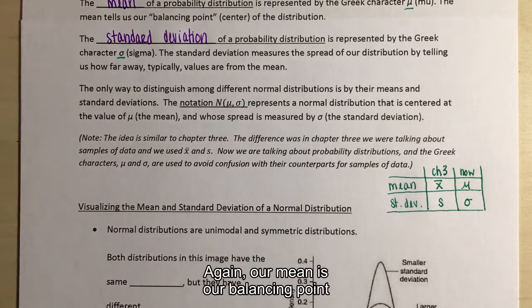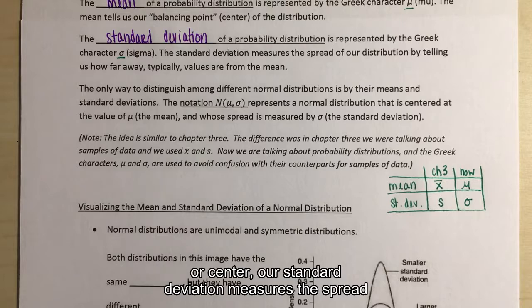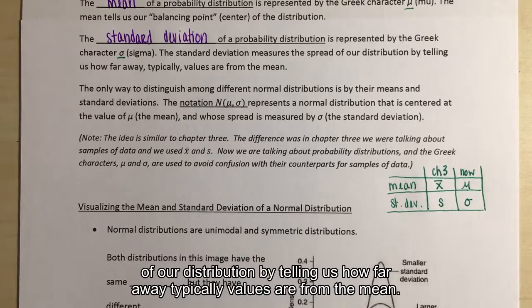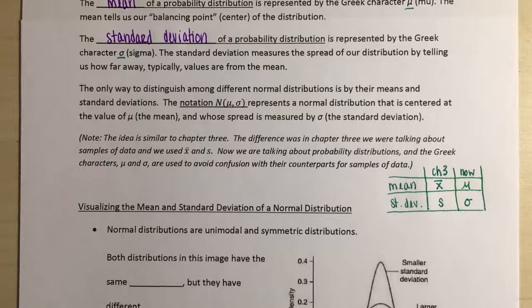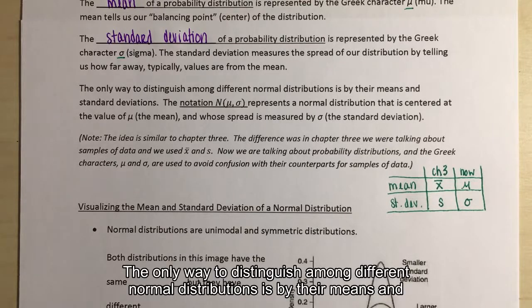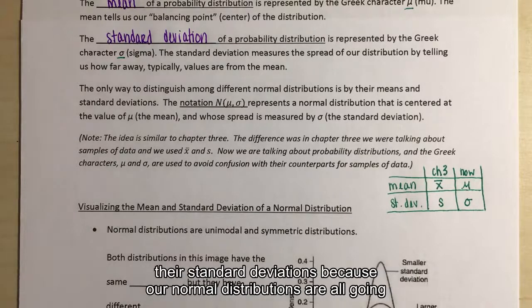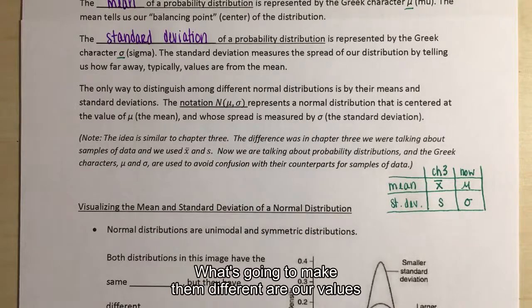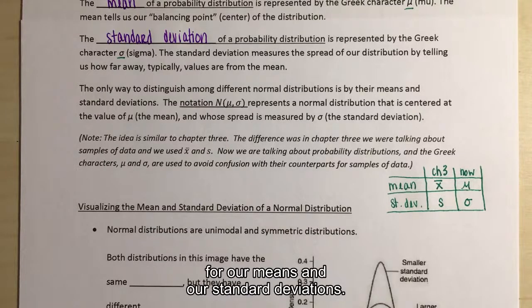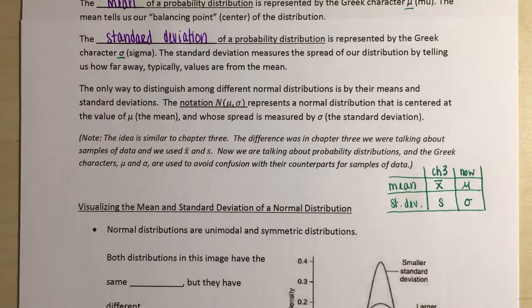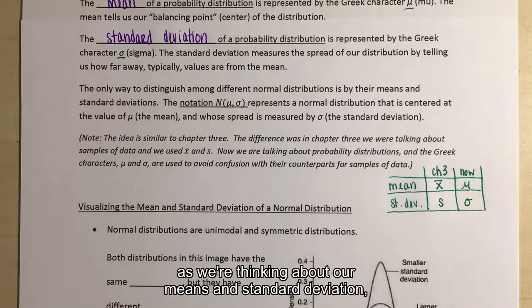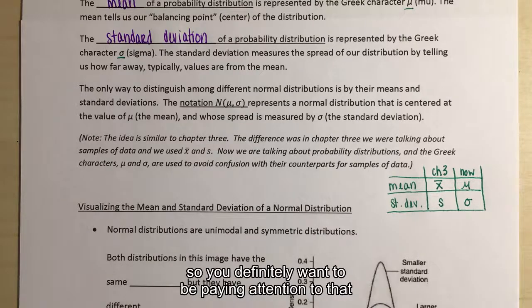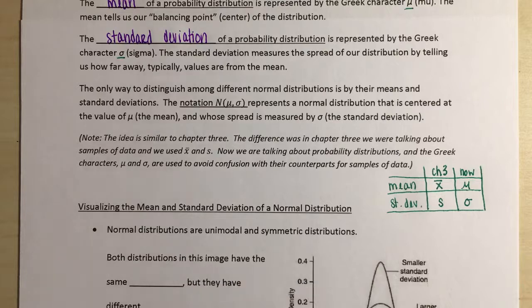All right, so again, our mean is our balancing point or center. Our standard deviation measures the spread of our distribution by telling us how far away typically values are from the mean. The only way to distinguish among different normal distributions is by their means and their standard deviations, because our normal distributions are all going to be unimodal and symmetric. So what's going to make them different are our values for our means and our standard deviations. Again, notation is going to be key as we're thinking about our means and standard deviations, so you definitely want to be paying attention to that as we continue going through these examples.